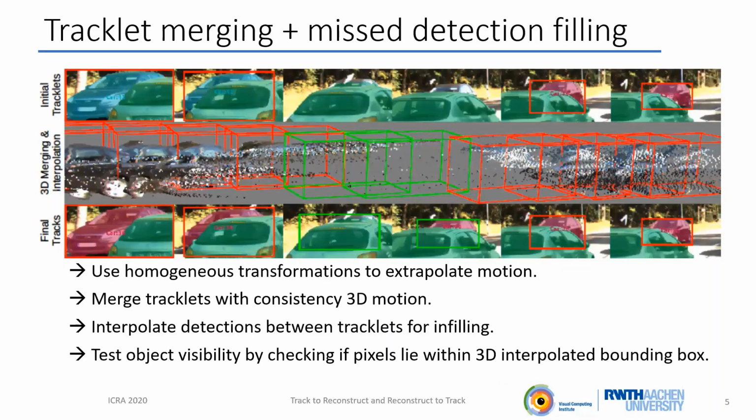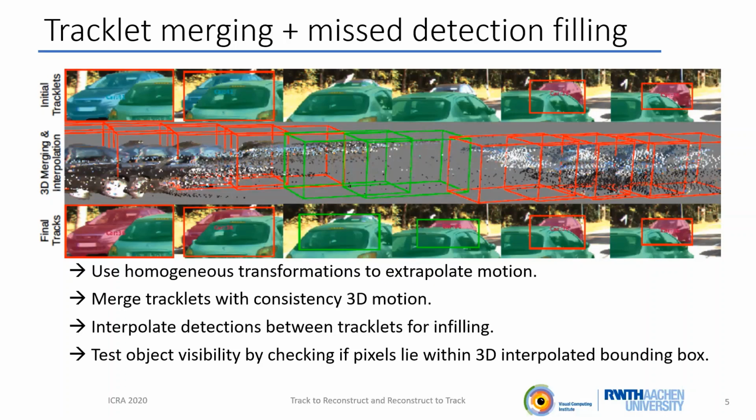The dynamic 3D reconstructions for objects give us the 3D motion of those objects. The motion is defined by the transformation which fuses the objects into a single reconstruction. We then use this 3D motion to merge tracklets into longer tracks. We extrapolate the 3D motion for objects both forward and backward in time. If two tracklets have 3D motion which is consistent with one another, they are merged together into a longer track.